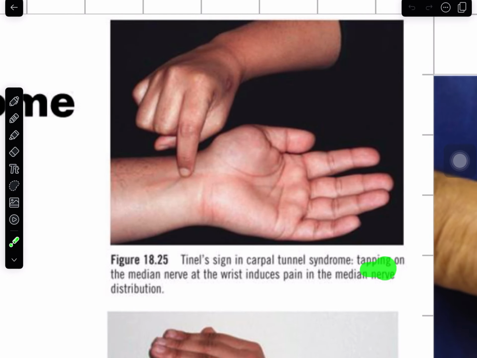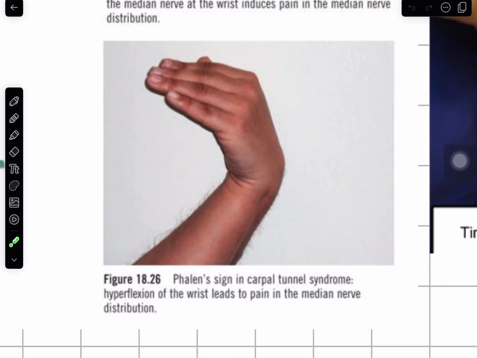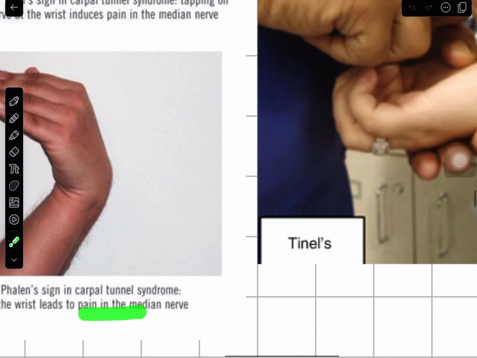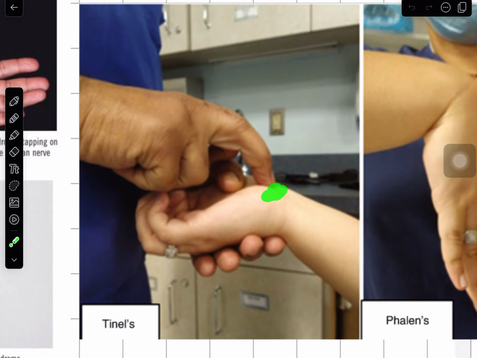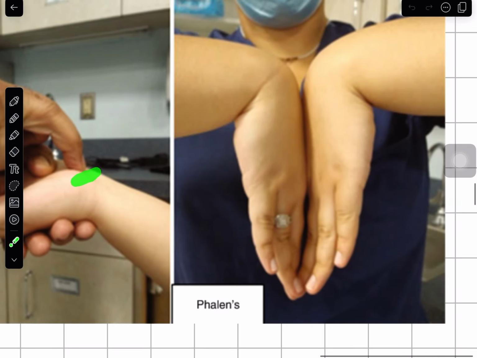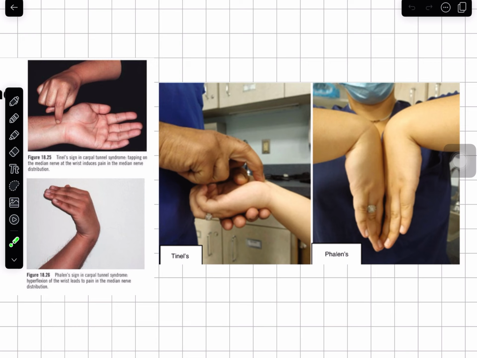You just tap here, and it induces pain in the median nerve distribution. There's another test you can do, Phalen's sign, where you try to hyperflex the wrist and there's pain in the median nerve distribution. I will show you a diagram. This is the tunnel sign, where you just tap here at the wrist, and in Phalen's sign, this is how you do it. I hope you remember it. These are the tests that you can perform for examination of carpal tunnel syndrome.